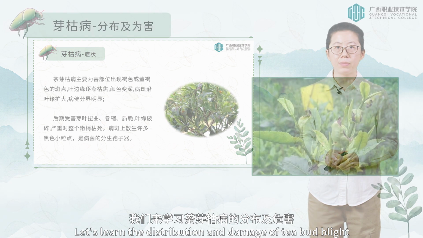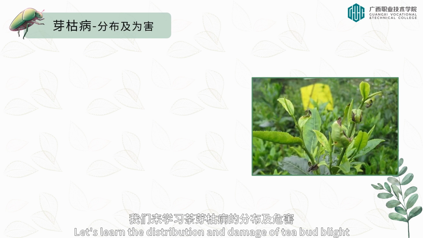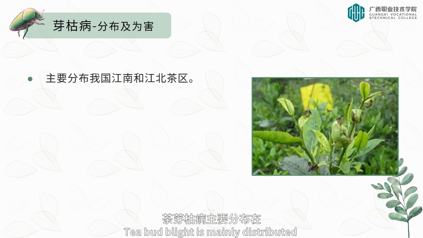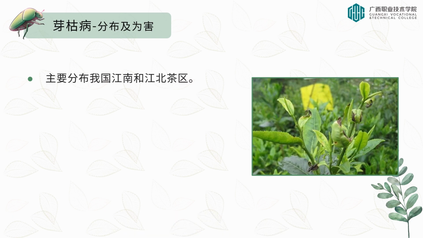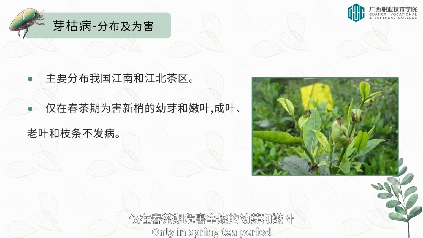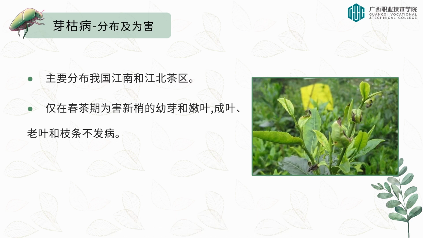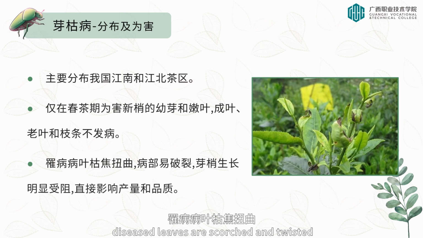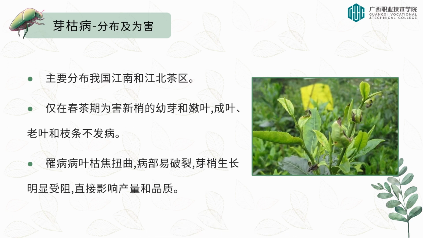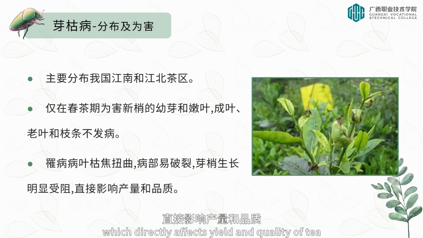Then, let's learn the distribution and damage of tea bud blight. Tea bud blight is mainly distributed in Jiangnan and Jiangbei tea areas of China. Only in the spring tea period, it harms young buds and young leaves. Mature leaves and branches are not infected. Diseased leaves are scorched and twisted. The diseased parts are easy to break. Shoot growth is obviously hindered, which directly affects the yield and quality of tea.